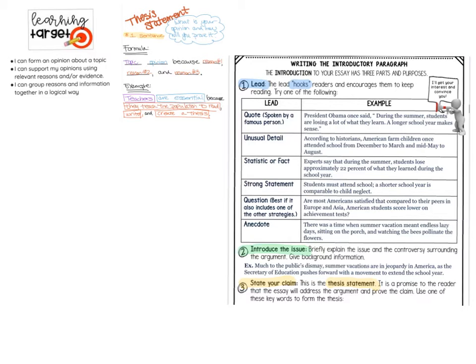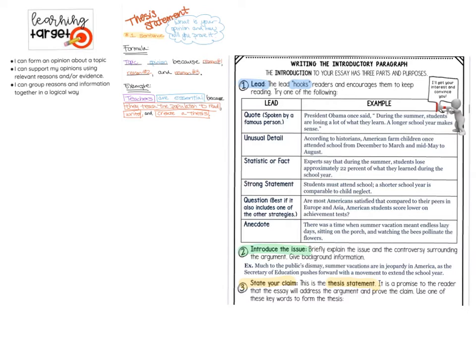Number 3 is that you could use a statistic or a fact. Sometimes when you are giving an opinion, an astonishing fact, something that you really don't know about, can work well. A lot of news right now likes to give a lot of facts to grab the reader's attention. Next, you could use a strong statement, something that has to do with your opinion, but that really makes a bold, strong statement.